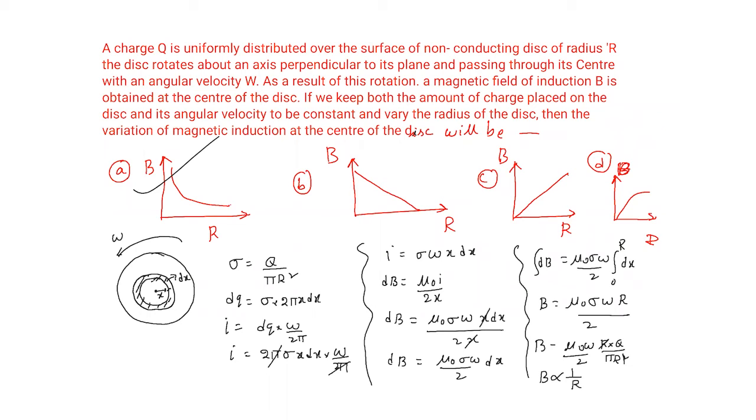Sir, can I explain the last step again? Last step. Okay. I just substituted sigma equal to Q by pi R square. After integration, integral dx is x. Lower limit is 0, upper limit is R. So R you will get, no? First you copy till here. I'll explain. Copy till here.